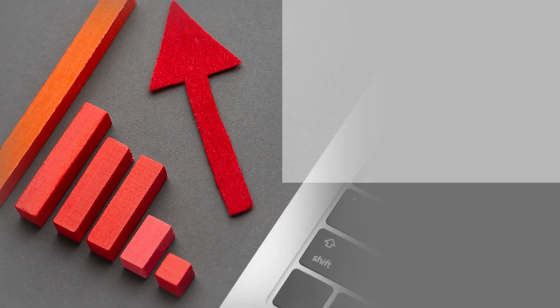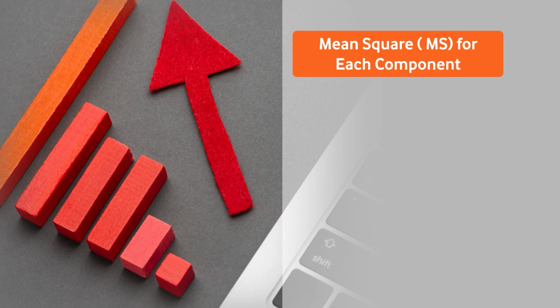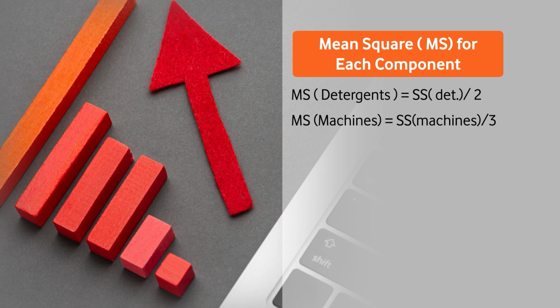So how do we calculate this? Let us look at this. How do we calculate the mean square? The calculation of the mean square for each component is similar to the one-way analysis. Mean square detergent will be the sum of squares of detergent divided by 2, because there are 3 detergents, so the degrees of freedom will be 2. The mean square for machine will be the sum of squares due to machine divided by the degrees of freedom, which here would be 4 minus 1, that is 3. And mean square error would be the sum of squares due to error divided by 6, that is the error degrees of freedom.